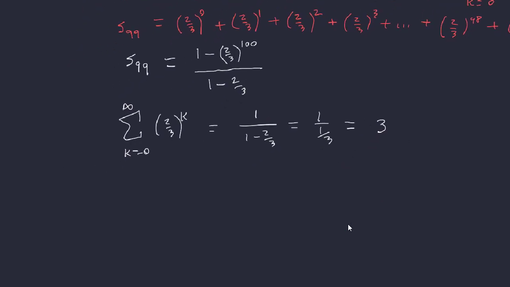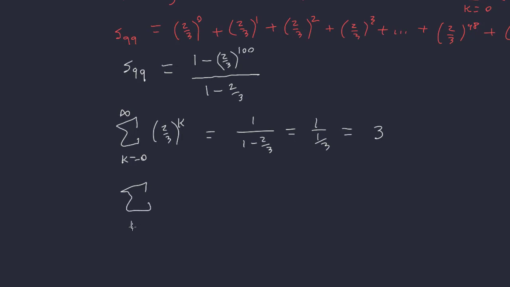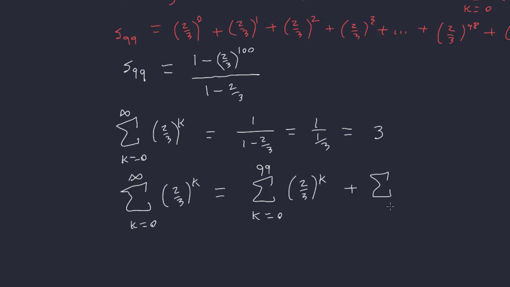Okay, well, this series, k going from 0 to infinity of 2/3 raised to the k, I could also write as the sum going from 0 to 99 of 2/3 to the k, plus the sum, or the series really, k going from 100 to infinity. That sort of seems familiar. That's kind of how integrals work, which again, remember, integrals are series.